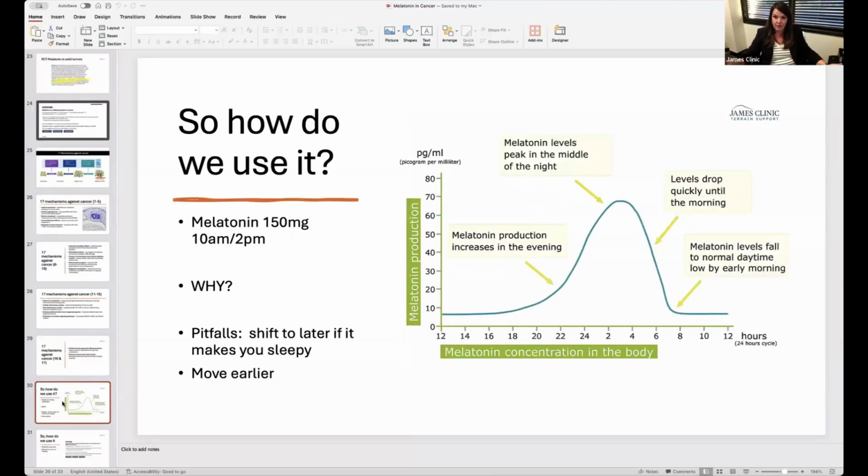So how do we use it and why do we use it this way? If you look at the natural melatonin production, so this is nighttime. So this is 2 a.m. So we're going to start at noon. At noon, we're going to see that spiking up around 8 o'clock, 10 o'clock. Your melatonin spikes until about 4 a.m. and then it drops off. We want to boost it during the day when you're naturally low. So this is why we dose it at 10 a.m. and 2 p.m. We dose it at the lowest times to compensate physiologically for when you're naturally lower.